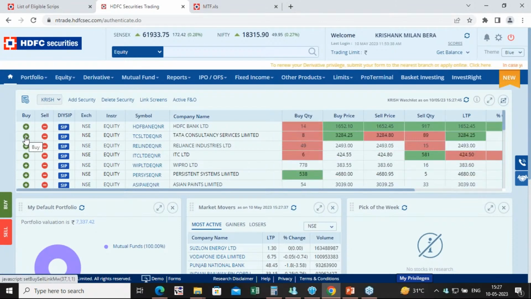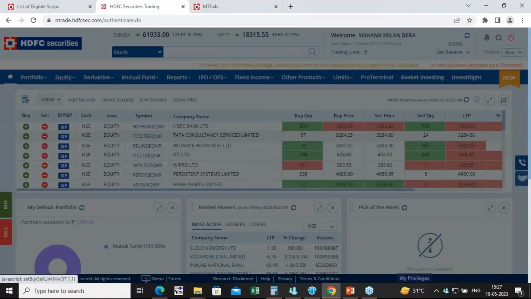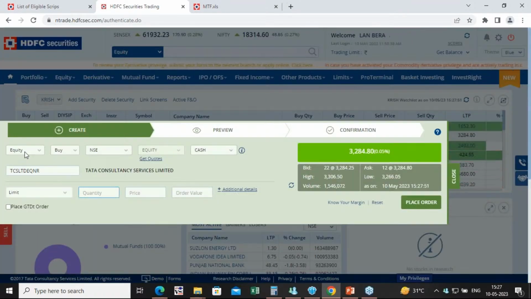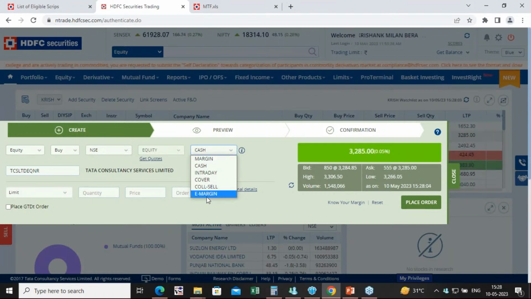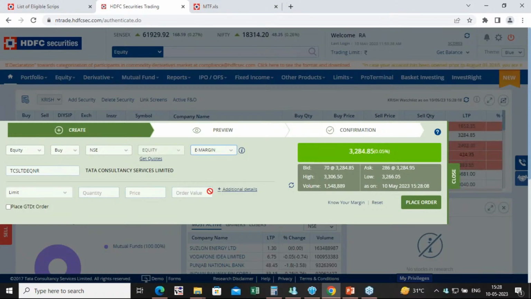I will click here and on the Buy button. The buy panel will open. Here it is already pre-filled with equity, buy, NSE, and in the product option you have to click on e-margin. Here it will show margin and e-margin. You have to click on e-margin, which is called equity margin. When you click on equity margin, enter how much quantity you want to purchase.